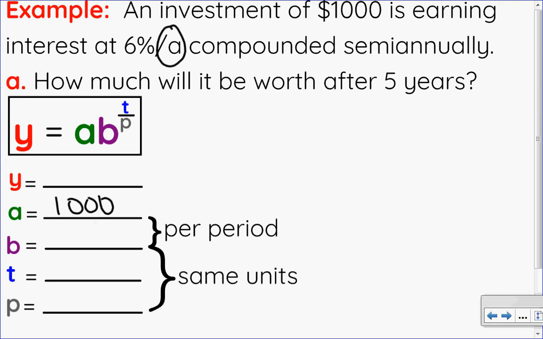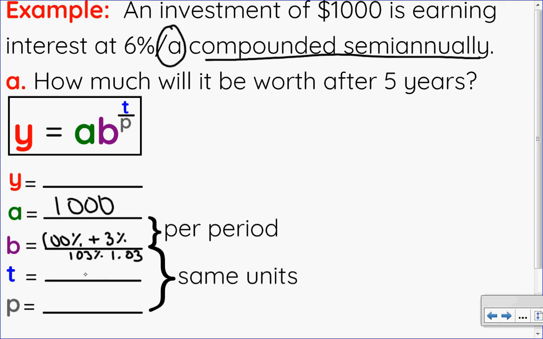Our base is per period. So I'm starting with 100%, all of my money, but I'm getting paid 6% for the year, compounded semi-annually. That means I'm getting paid twice a year, so each time I get paid 3%. So my base is going to be 100 plus 3%, which is 103%. Of course, we don't deal with percents, we deal with decimals, so it would be 1.03.